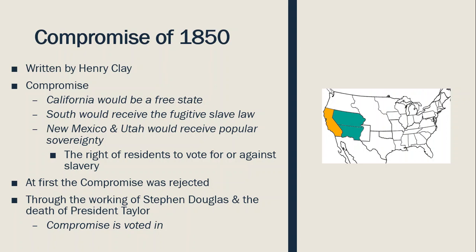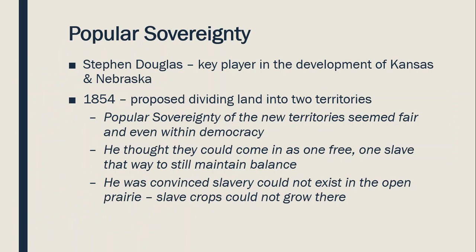California will enter as free. The South does get a stricter fugitive slave law, and New Mexico and Utah are going to be up for popular sovereignty. So again, thinking about the role of popular sovereignty, it seems very democratic to allow the citizens in the territory to vote whether or not they want to be a slave territory or if they want to be a free territory. This is also primarily applied to the territories of Kansas and Nebraska.